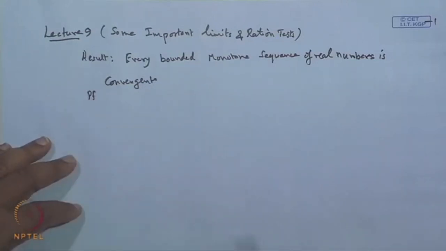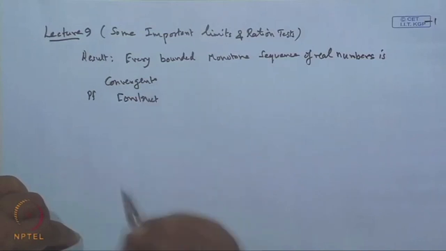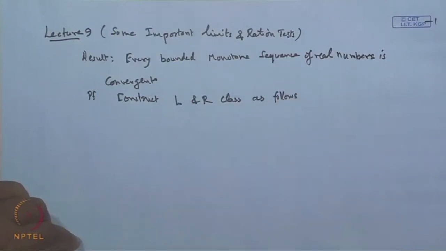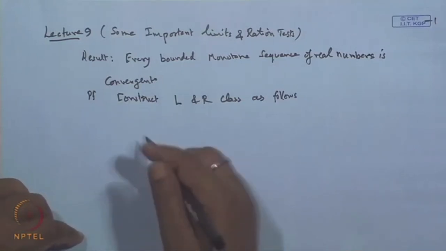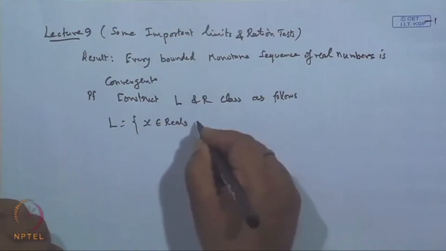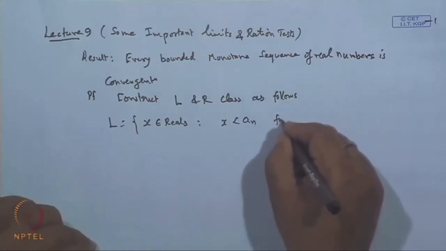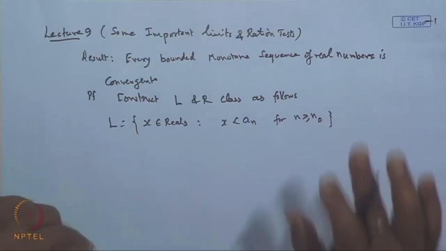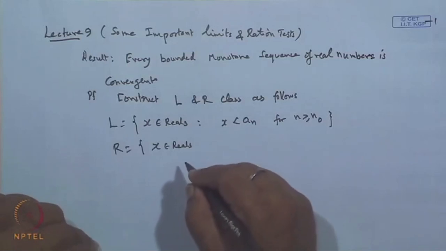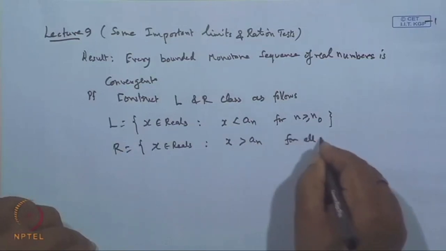To show the proof of this, we will construct two classes, L and R, as follows. L means lower class and R is the upper class. So L is the set of those reals x such that x is less than a_n from and after some stage, for all n greater than or equal to, say, n naught. After a certain stage we are taking this. And R is the set of those reals x such that x is greater than a_n for all values of n.